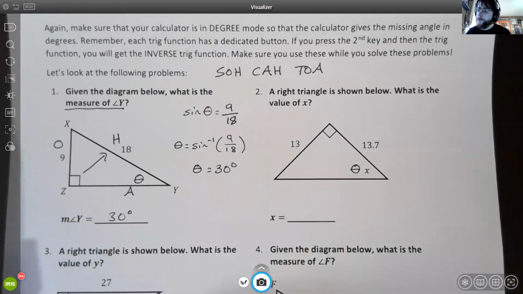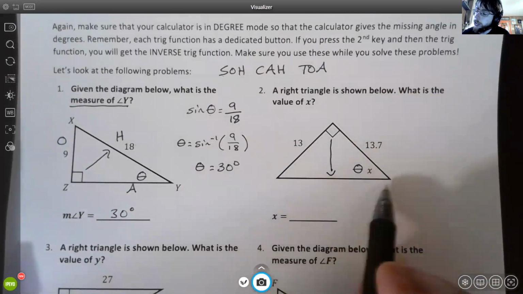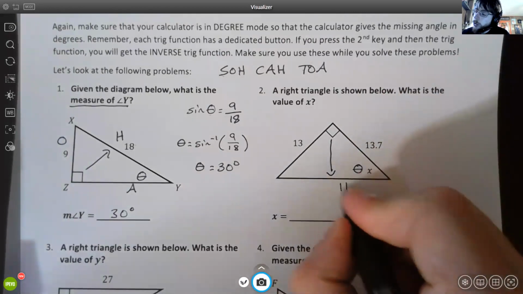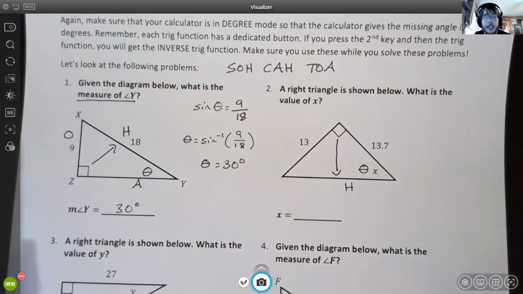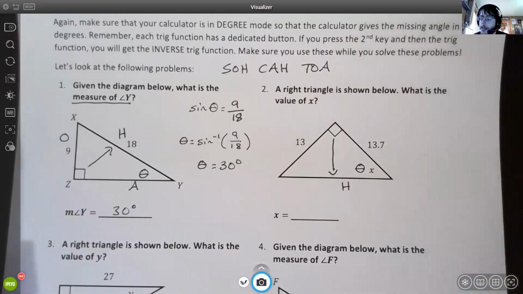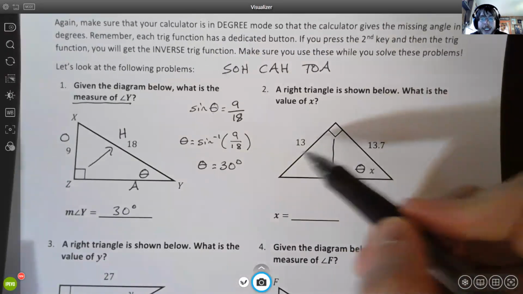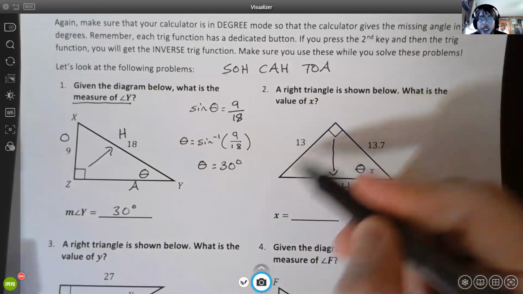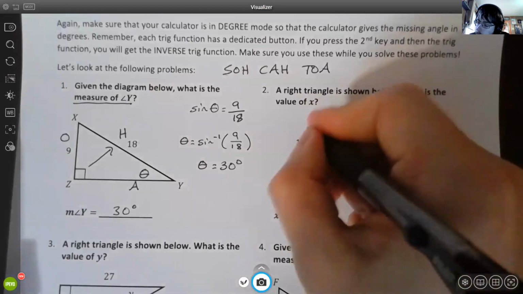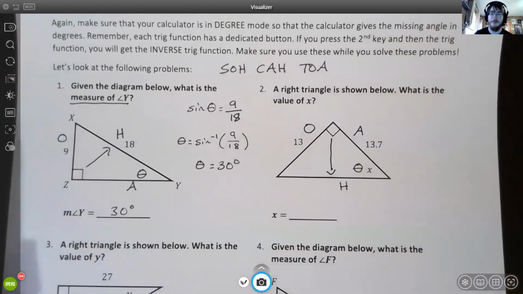If we look here, the side opposite from the right angle is your hypotenuse, but you'll notice that there's nothing labeled there. We'll label it with an H, but we won't need to use H in this particular one. Then we're going to identify our opposite and adjacent side. Our opposite side is the one that does not touch theta. Is that 13 or 13.7? Well, 13 here does not touch theta, so 13 is our opposite side, and 13.7 would be our adjacent side.